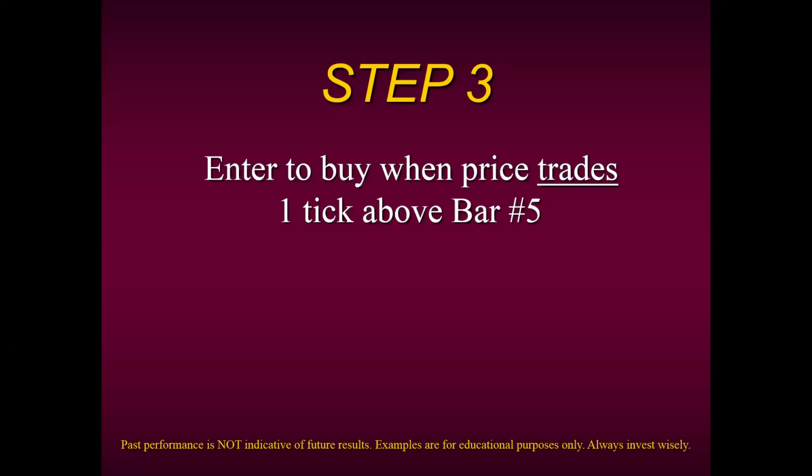We are going to enter to buy when price trades 1 tick above bar number 5. Now, a lot of you, when I've given this presentation in the past, have said, well, what's a tick? A tick is just a unit of measurement. So let's say the top of bar number 5 is, let's say, 50. Well, then 1 tick above would be 50.01, 1 cent above. If you're trading E-mini futures, it's a character unit of 25 cents or a quarter of a point. If you're trading currency pairs, it's a pip. So you must know what this unit of measurement is.